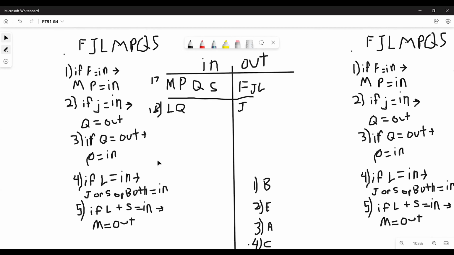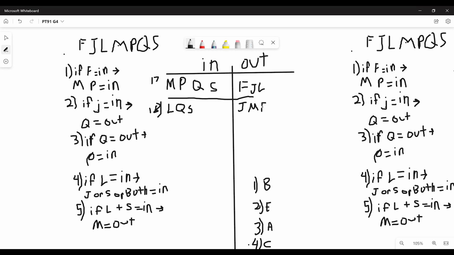So let's do this, guys. I know L is in. This Q forces J out. According to rule 4, S has to be in. And then I know if L and S are both in, M is out. Oh yeah, I think that's okay. Totally forgot about that rule. If M is out, then F is out, not P.